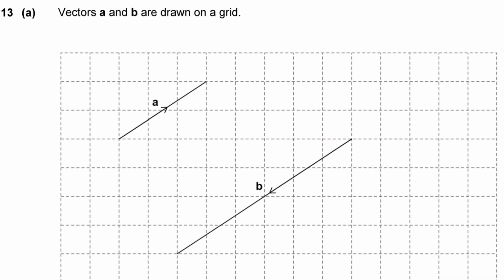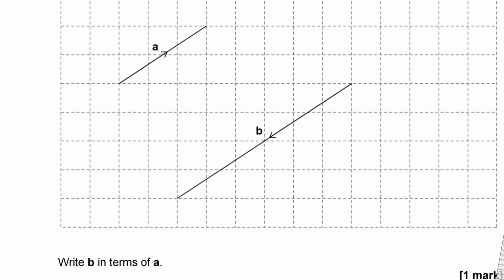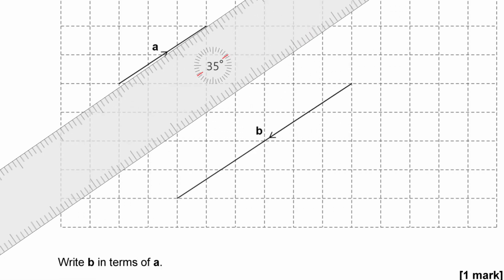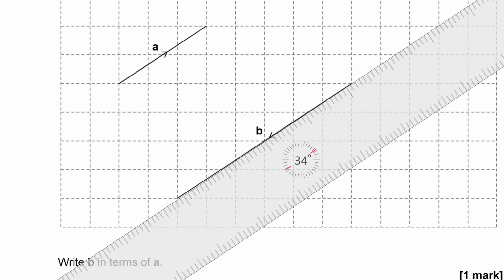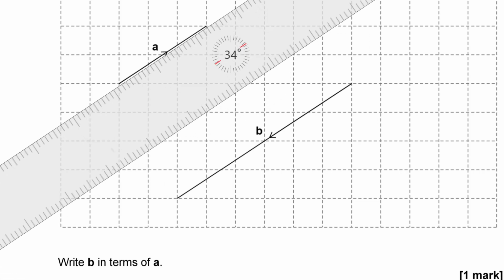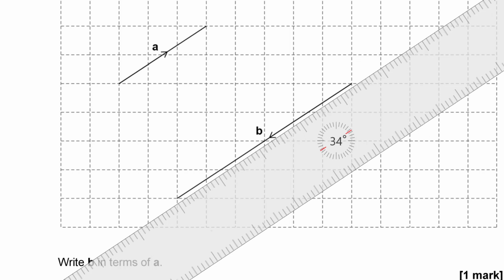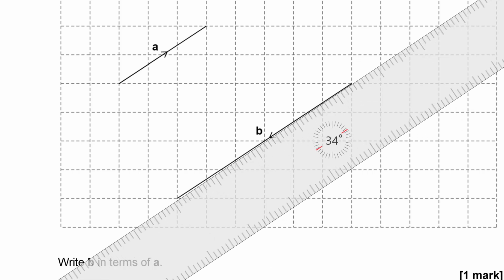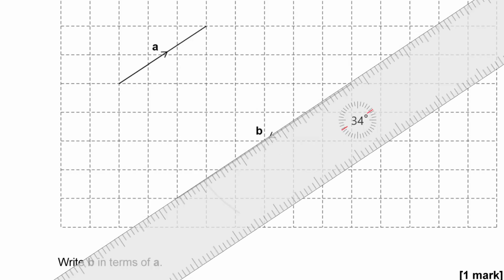Question 13a. Vectors A and B are drawn on the grid. Yes, they are. And then underneath it says write down B in terms of A. Now you should be able to see from here that A is parallel to B. So they're not going in the same direction, are they? Because A is going from left to right, and B is going the other way around, by looking at the arrow, it's going from right to left. But they're in opposite directions, aren't they? So if one is positive, the other one is going to be negative then.